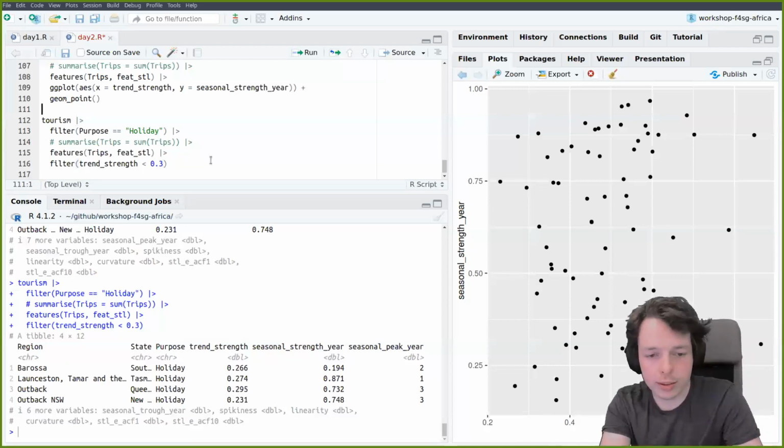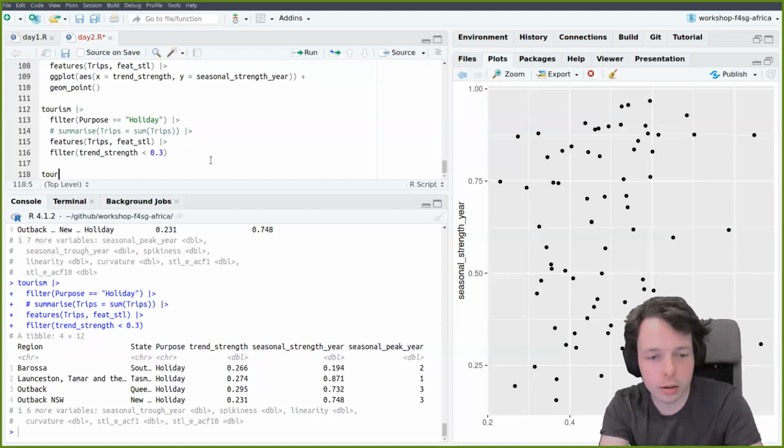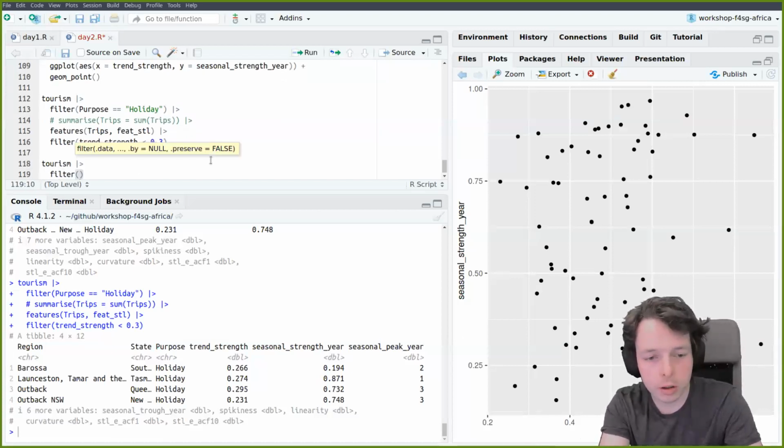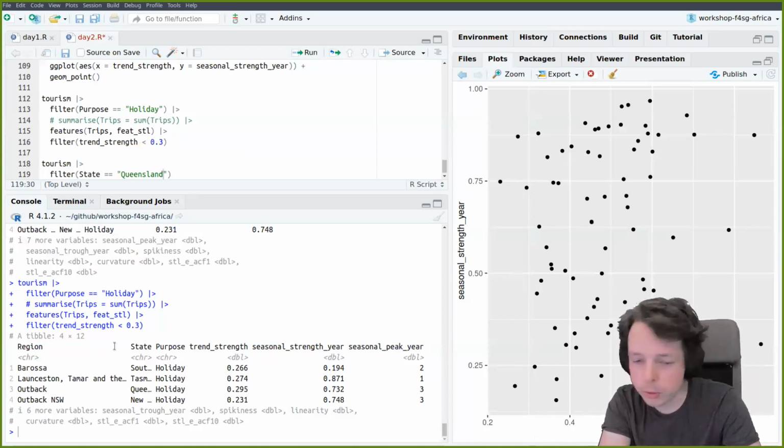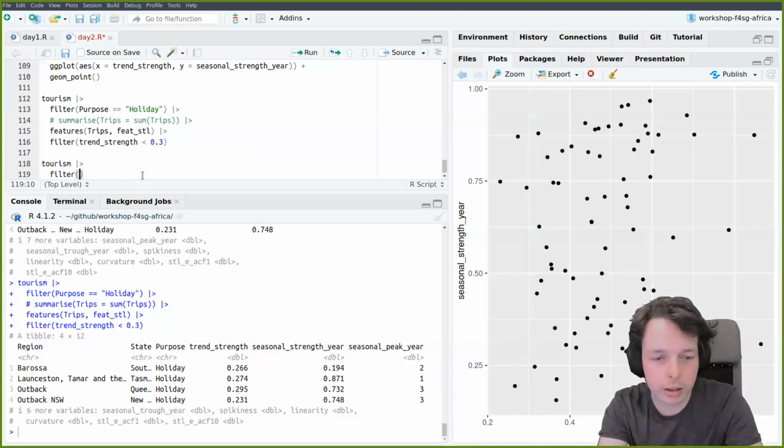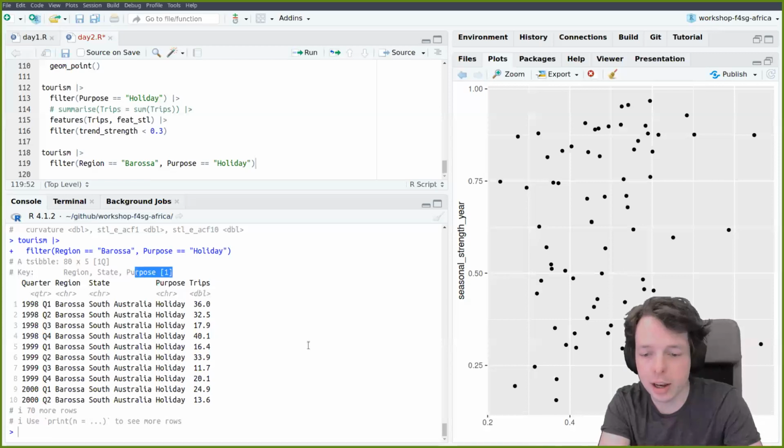Now, what I can do with this is plot them, of course. I can take tourism, filter the state to be Queensland. Actually, let's find what that one point was that I was talking about. So that one also had a very low seasonal strength, less than 0.25. So that corresponds to this one here. Less than 0.25 is the Barossa Valley in South Australia. So let's say region equals Barossa, purpose equals holiday, and that gives me the single time series that had very low seasonality and very low trend.